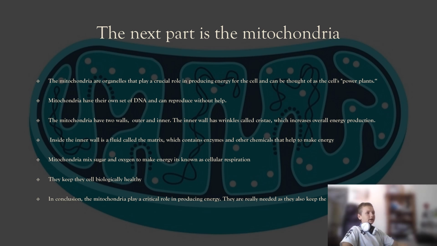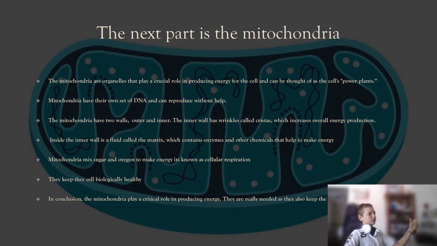The inner wall has wrinkles called cristae, and these cristae increase the surface area on the inside of the mitochondria, allowing the cell to produce more energy due to the increased surface area. Now, the mitochondria itself has a fluid on the inside of the inner wall called the matrix, which contains enzymes and other chemicals that help make energy.